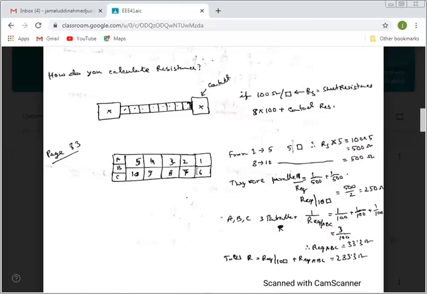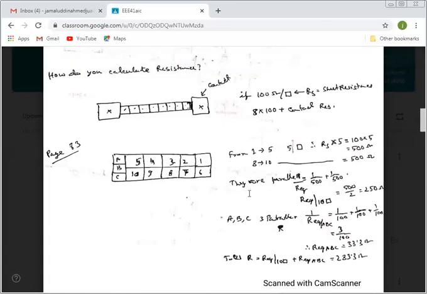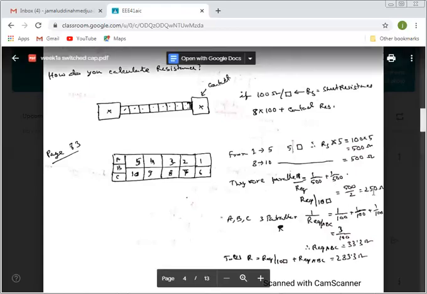So these ten of them are in parallel. So 1 to 5 will be 5 squares, so it is 5 into 100. And 8 to 10 will be another 500. So these two are in parallel, this one and this one. So the equivalent resistance will be 1 over 500 plus 1 over 500, which is 250.